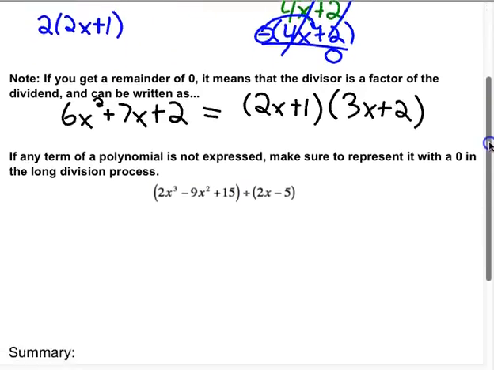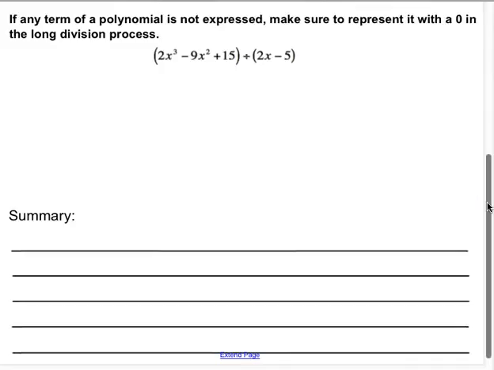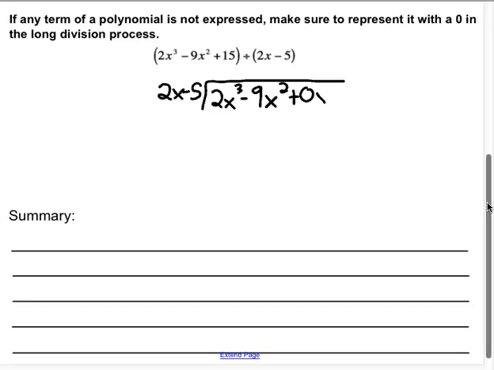So I have one more thing that I want to go through. What if a term is missing? For example, when I go to set this up, I have 2x minus 5 dividing into 2x cubed minus 9x squared, and you'll notice there's no x term there. When you notice that a term is missing, I want you to represent it with a 0. So here, use a 0x as a placeholder for me, please.